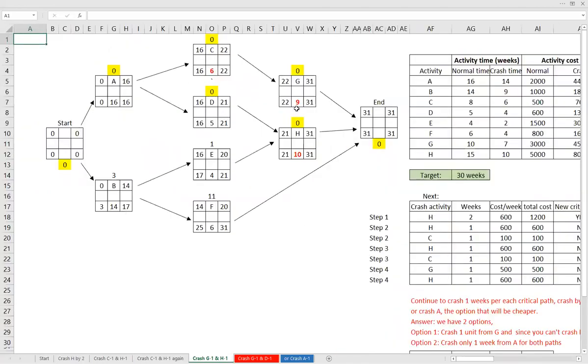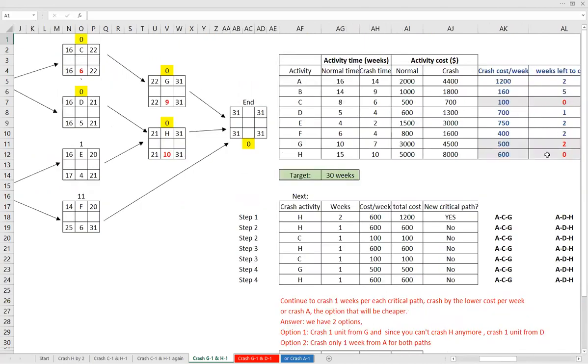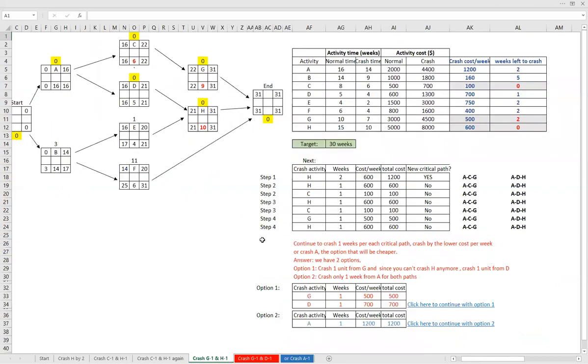Here it is. We crashed G and we crashed, sorry, H. And you can see now that we will not be able to crash H anymore, and we will not be able to crash C anymore. With G, we still have space. When we crash these two, you can still see that the two critical paths are not changing. So what is the next option?